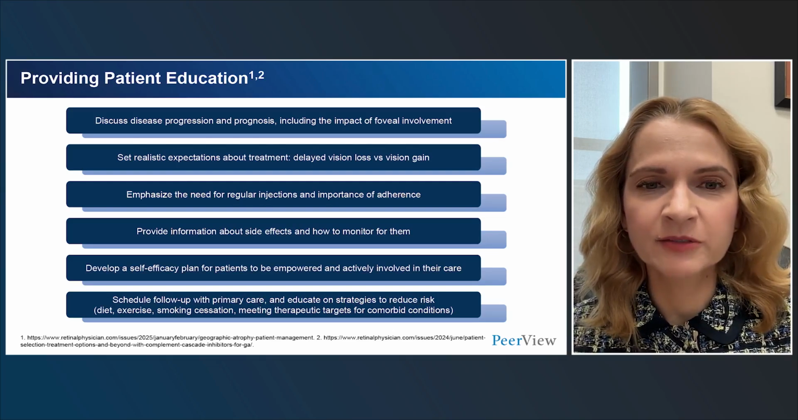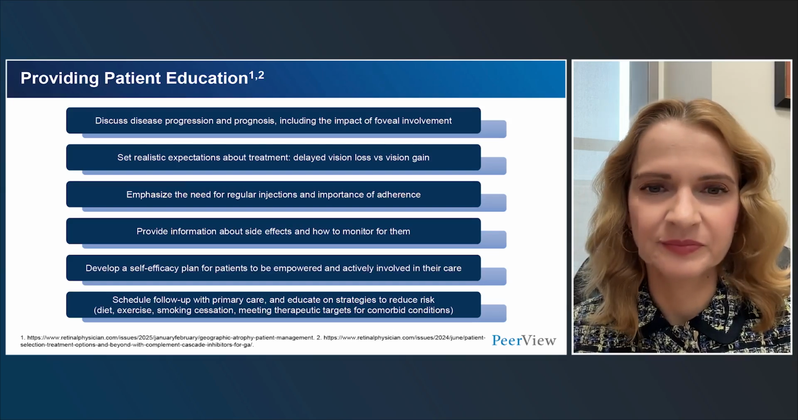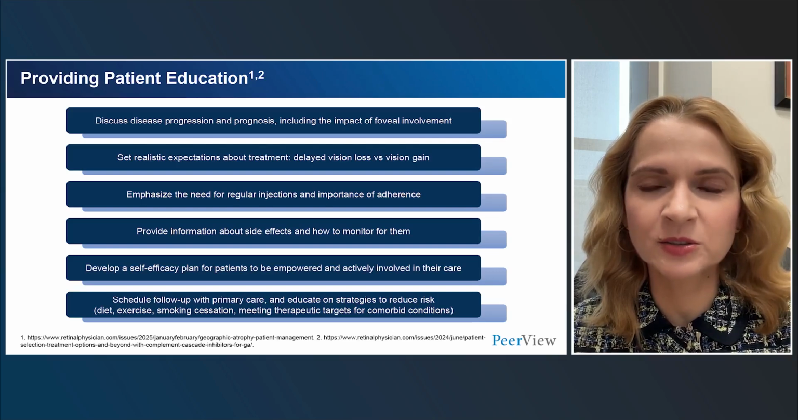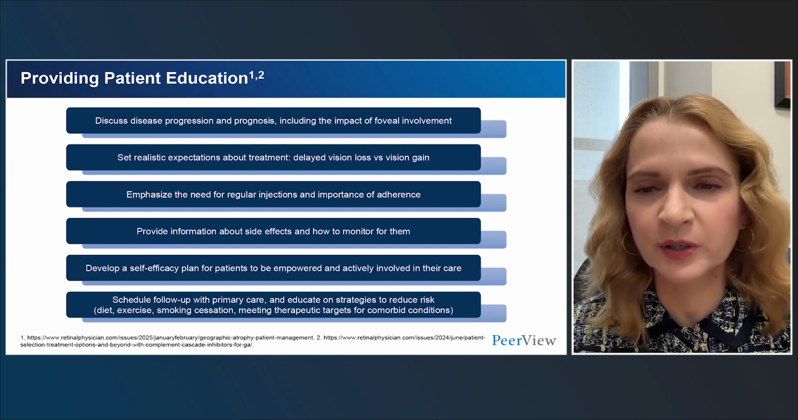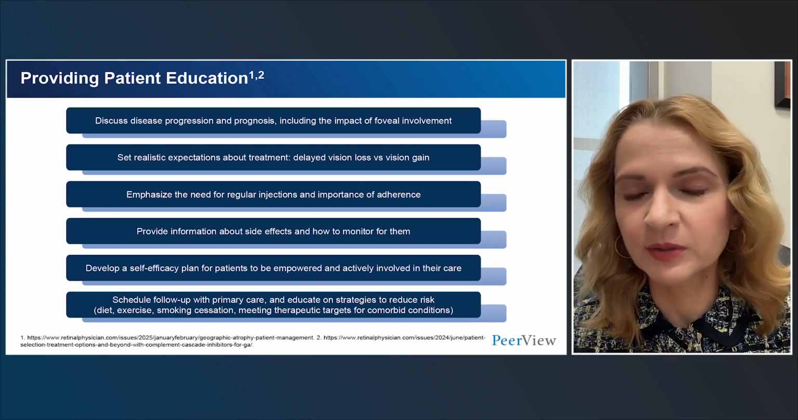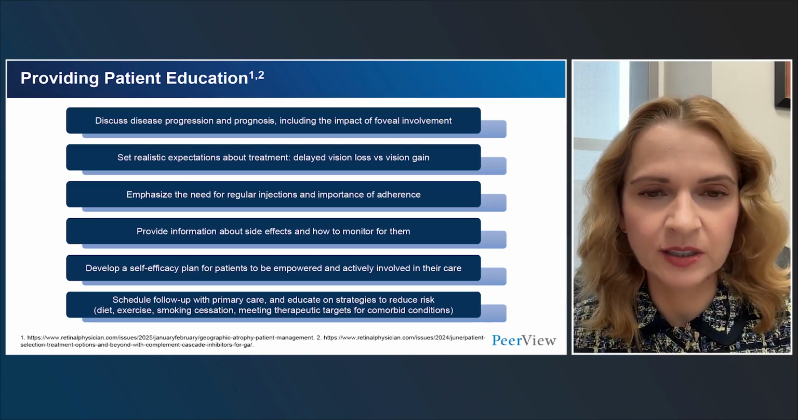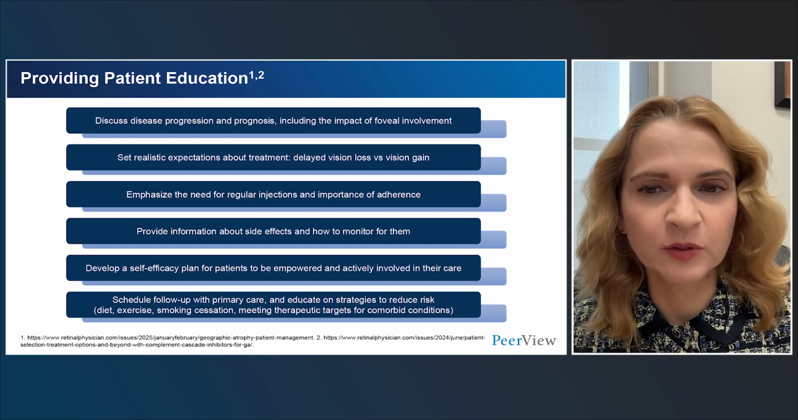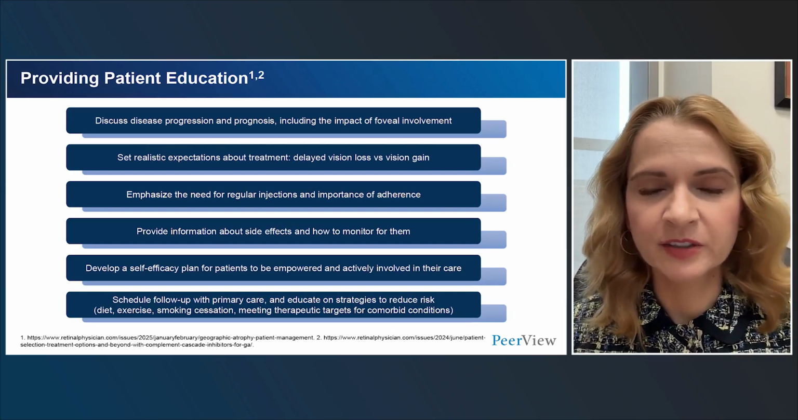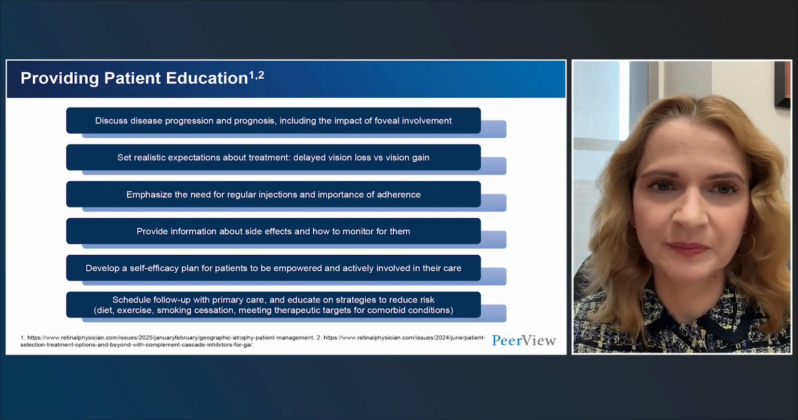We should develop a self-efficacy plan for patients to be empowered and actively involved in their care. We should schedule follow-up visits with the primary care and educate our patients on strategies to reduce the risk of progression of geographic atrophy. Examples of this include diet, with an emphasis on the Mediterranean diet, exercise, smoking cessation, meeting therapeutic targets for their comorbidities. These are aged individuals, so it is very common to have comorbid health conditions that need to be carefully addressed in our clinics.